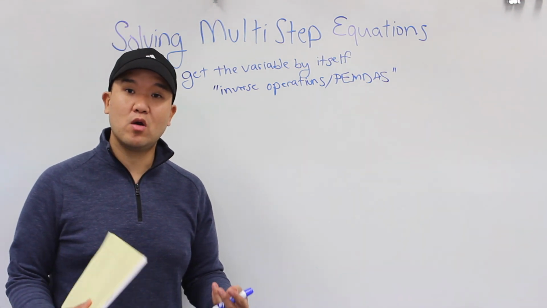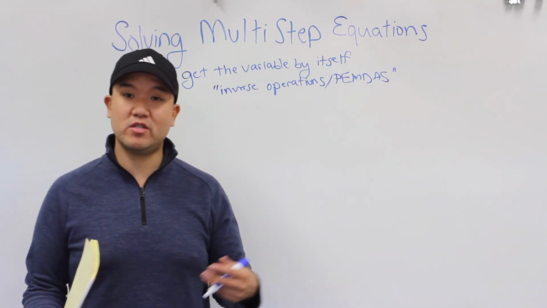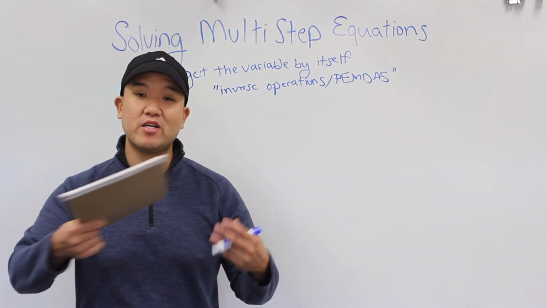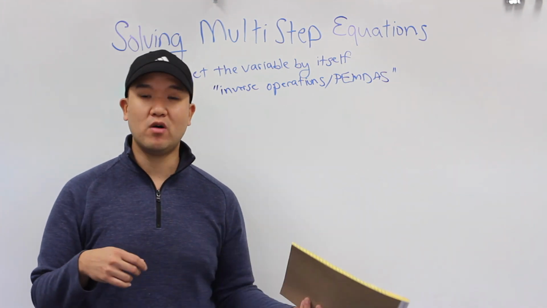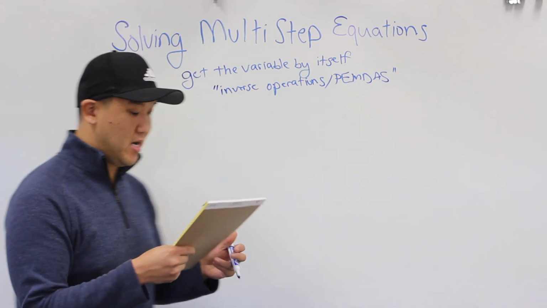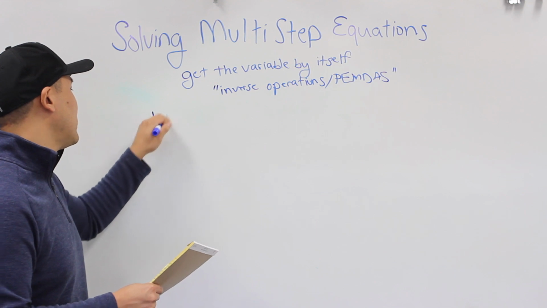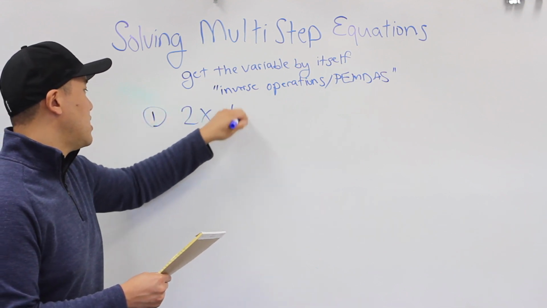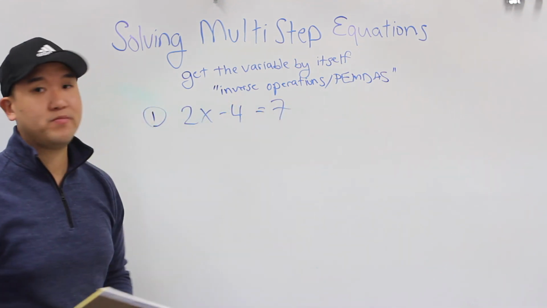It doesn't matter where the variable's at. You can move it to the left side or the right side, but whichever side you decide to move it, make sure you move all the numbers and everything else to the other side. So let's take an example. My first example, let's say I have 2x minus 4 equals 7.